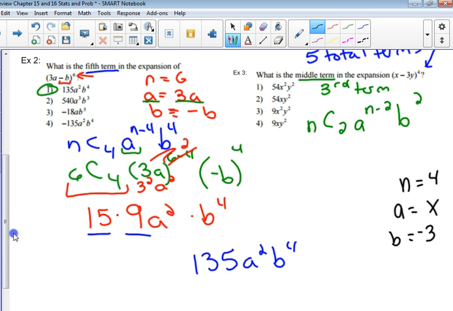You need to make sure your A, B, and N values are okay. The N should be 4, X should be A, B should be negative 3Y.